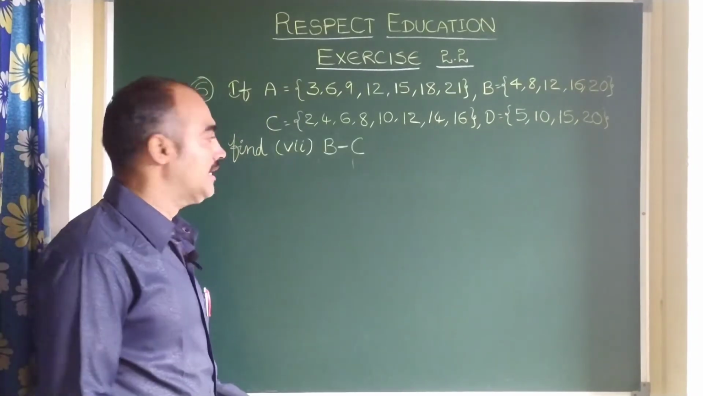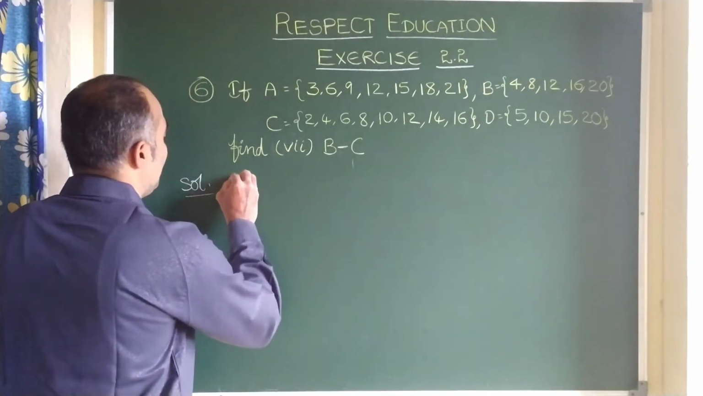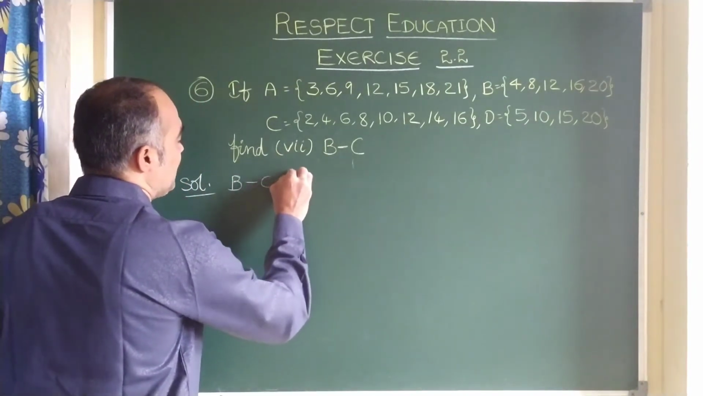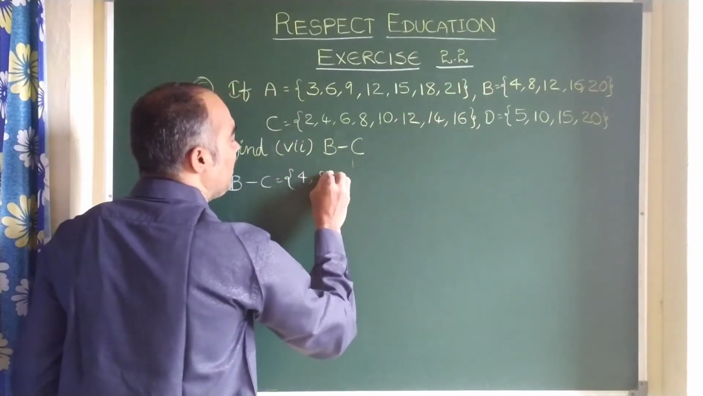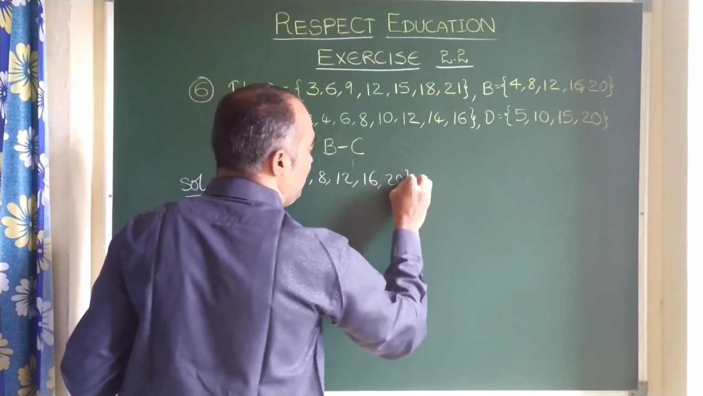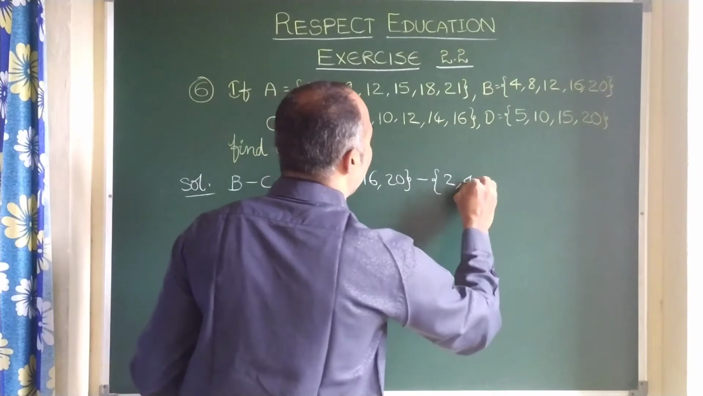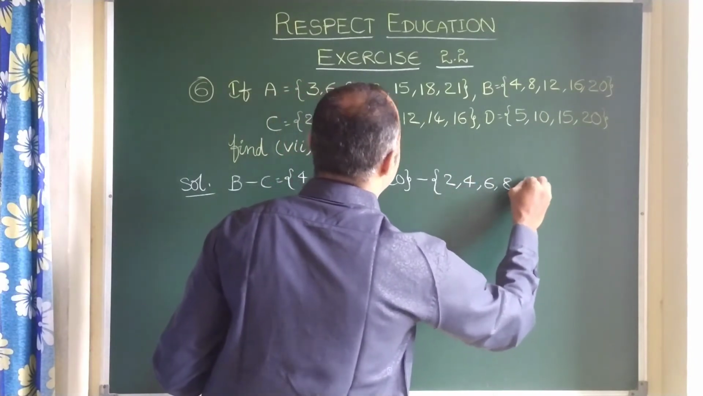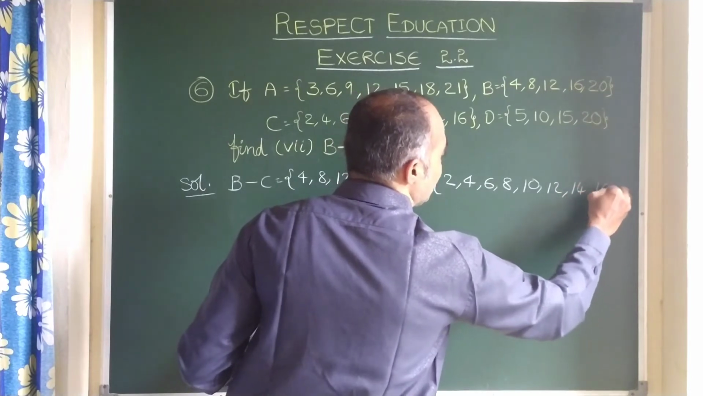Now let us see the next bit, that is the 7th bit, B minus C. In B minus C, we should first write set B, that is 4, 8, 12, 16, 20. B is ready. Then C. C is here 2, 4, 6, 8, 10, 12, 14 and 16.